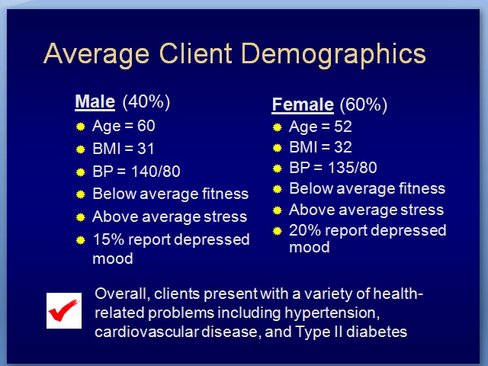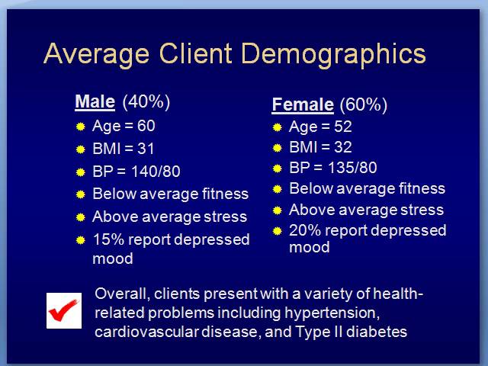The demographics of the people we've seen have a variety of health problems. You can see they're a little bit hypertensive. If you don't know blood pressure, if you're getting over 140 over 80, then you're getting into pre-hypertension. Hypertension is 150 over 90.